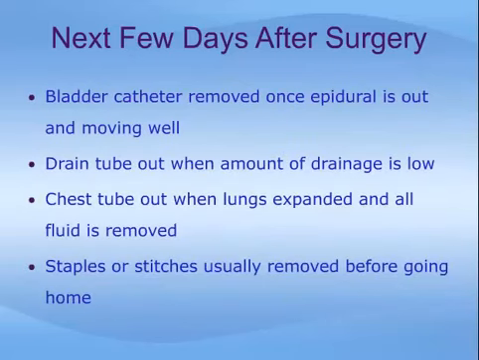The bladder catheter is removed once the epidural is out and you are moving around well. The drain tube comes out when the amount of fluid it drains is satisfactorily low. If present, the chest tube is taken out when the lungs are expanded and all fluid is removed. Staples or stitches are usually removed before going home.